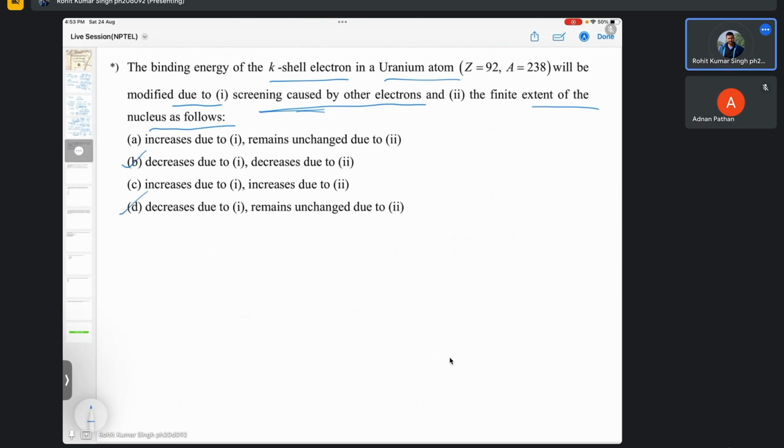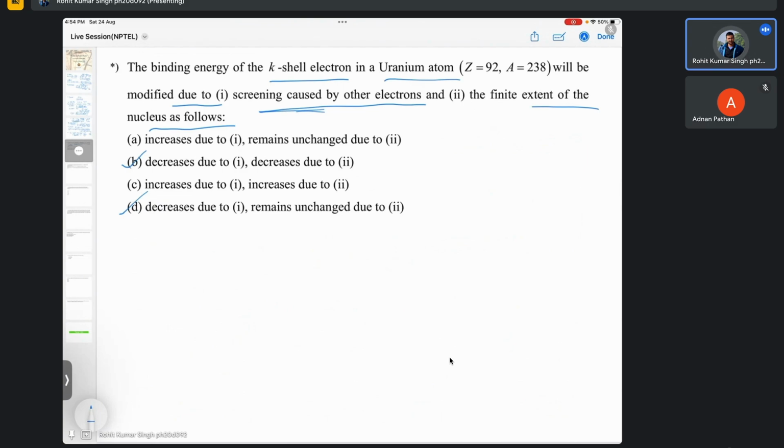Then what about the finite extent of the nucleus? What effect will this have? The nucleus is not going to be changing any shape, right? So there will be no variation from the binding energy that comes from a fixed nucleus. Wait, no, no. The finite extent of the nucleus will have some effect.